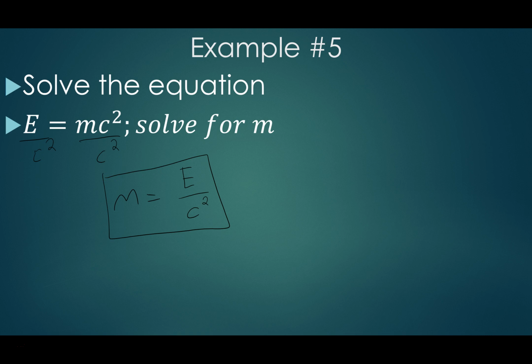So we call these equations literal equations. There are multiple variables in there. We're told to solve for a single one. Again, we do whatever operations we would normally do with numbers, but now we're dealing with variables.